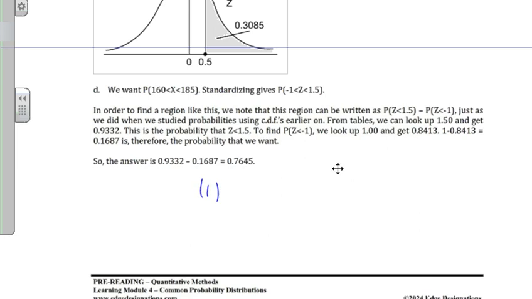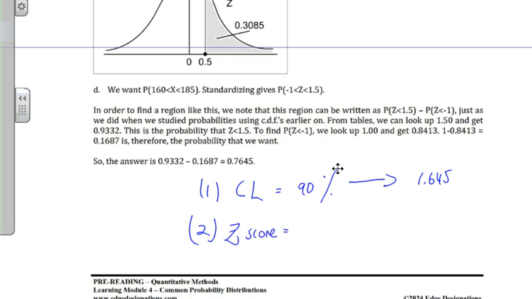Way number one is I could be given, guys, a confidence level. Let's say I get a confidence level of 90%. Then I go to my chart and I get an answer of 1.645. Number two is I could be asked to calculate the z score. And in my example, let's say my z score is 1. I then go to the table and I get an answer of 0.84, which I think I just showed you. And that's the probability there. So we can work with them, guys, in two possible ways.